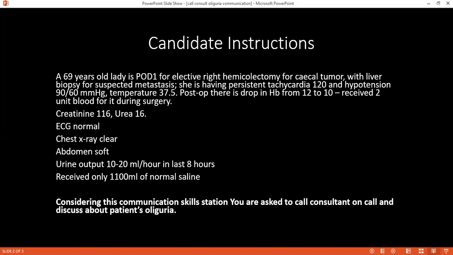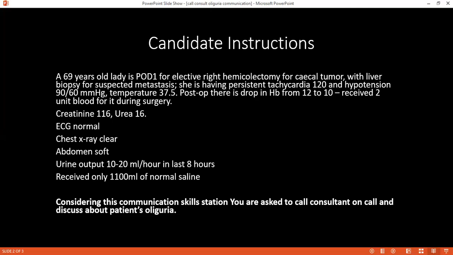Okay, this old lady who is 69 years old was operated on for a cecal tumor by right hemicolectomy 24 hours ago. The problem is that the patient is oliguric now. The urine output of the patient is about 10 to 20 milliliters per hour. I have checked the urinary catheter of the patient, which wasn't blocked.